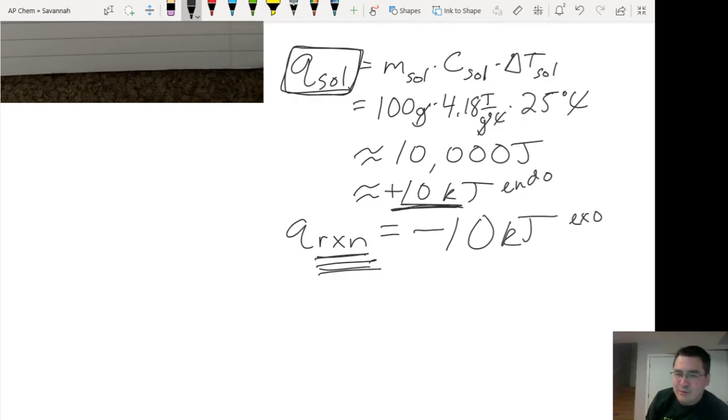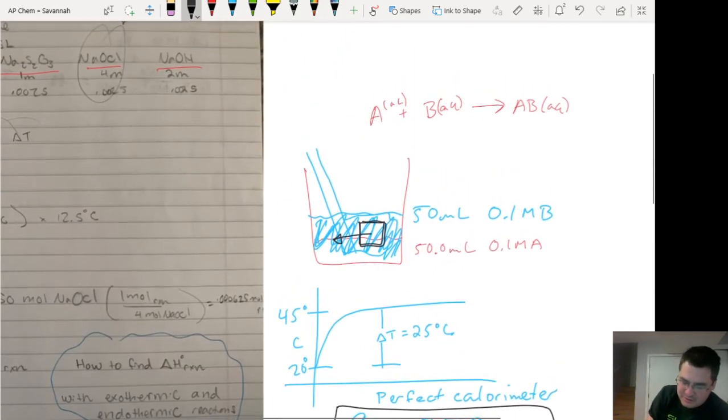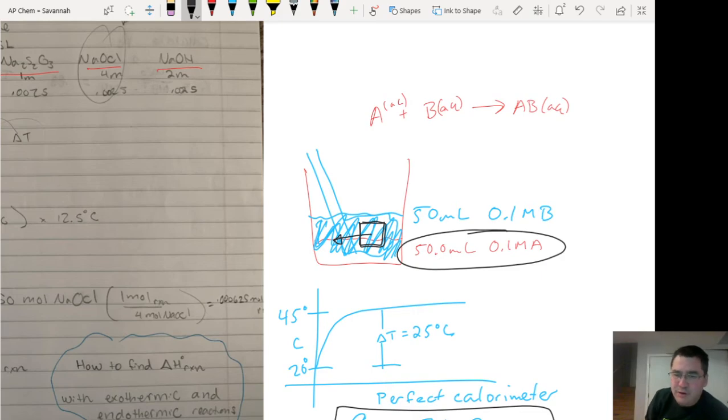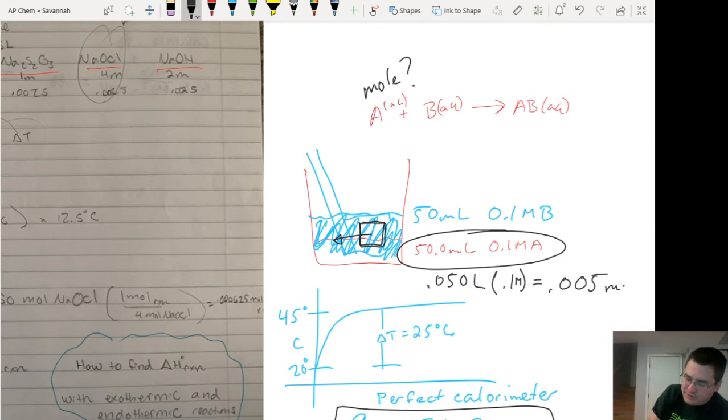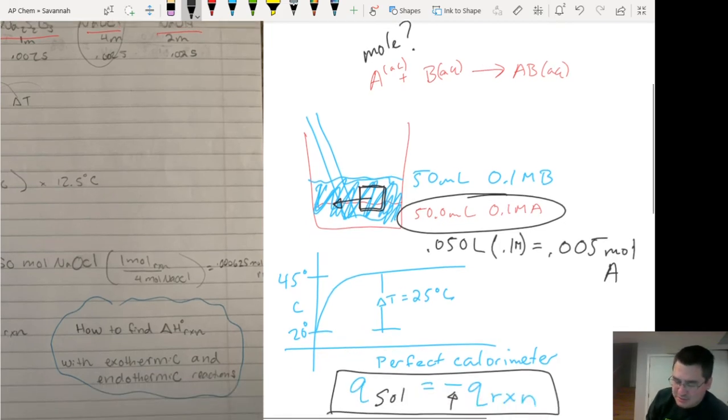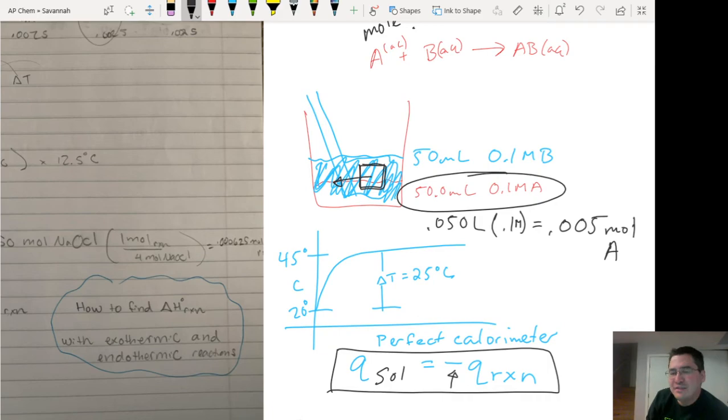Oh, that's all. Okay, and then hey, what's nice is we maybe didn't react a full mole. We didn't react a full mole of our reactants, right? Yeah. So what you have to do, this was for 50 milliliters of 0.1 molar A, right? So I need to know how many moles of A did I react. So I take 0.050 liters times 0.1 molar, which comes out to 0.005 moles. So I reacted 0.005 moles of A, right? Yeah. So for every 1 mole of A, I need to figure out how much energy this would release. So this was per 0.005.